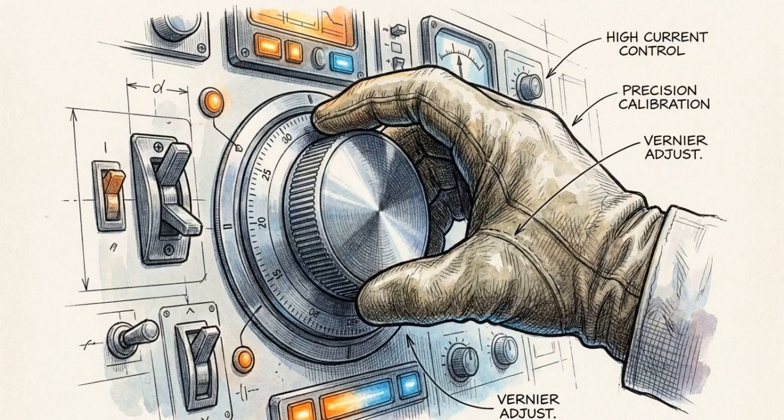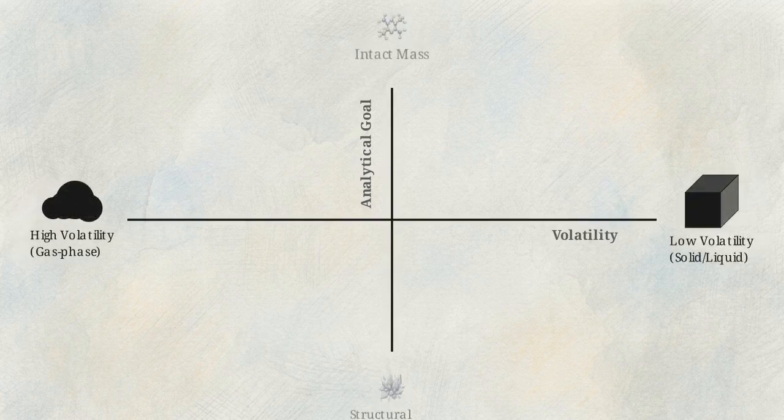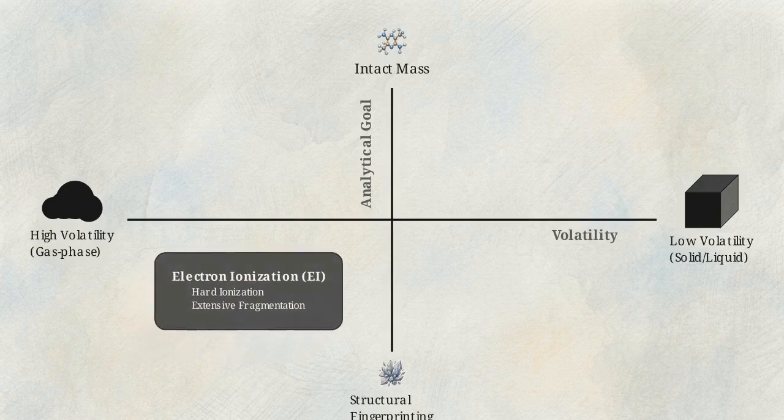Selecting an ion source is never arbitrary. It requires balancing the physical state of the sample against the specific data you require. We can govern this choice using a simple decision matrix. The horizontal axis represents volatility, while the vertical axis represents our analytical goal, ranging from structural fingerprinting to pure intact mass. Electron ionization maps to volatile samples, where structural fingerprinting is the primary goal.